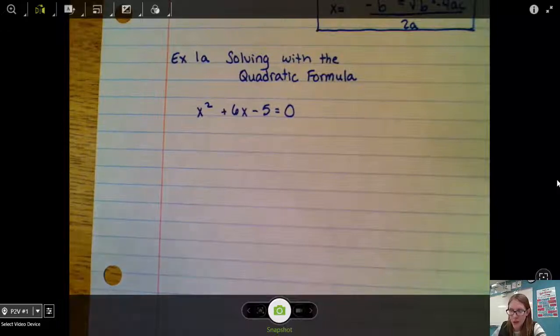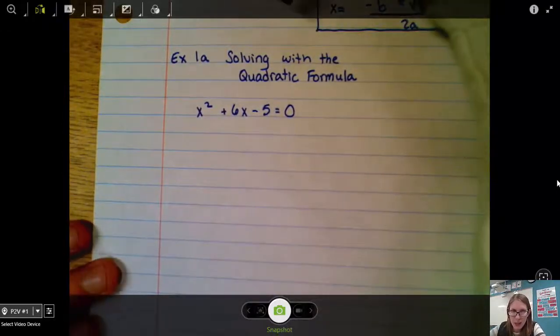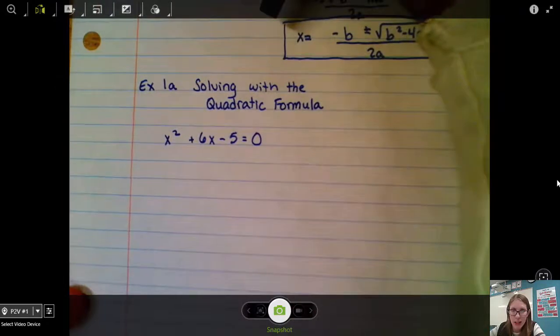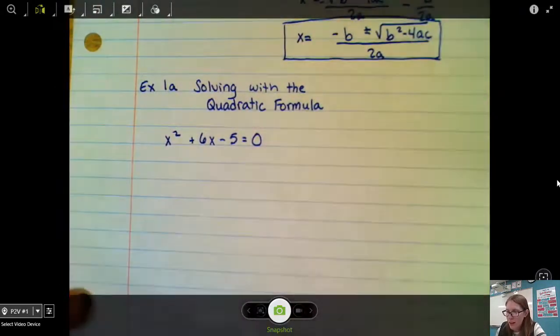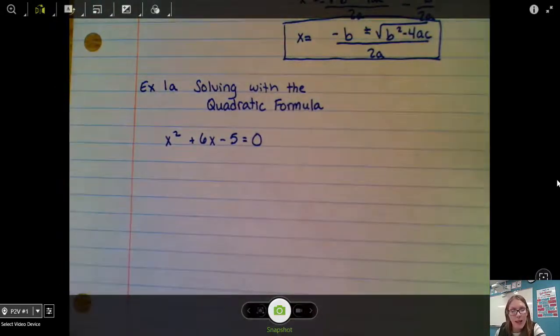Okay, now that we know where this quadratic formula comes from, let's actually use it to solve a quadratic equation. All right, let's solve x squared plus 6x minus 5 equals 0. And just kind of running down our strategies we've used to solve equations so far.